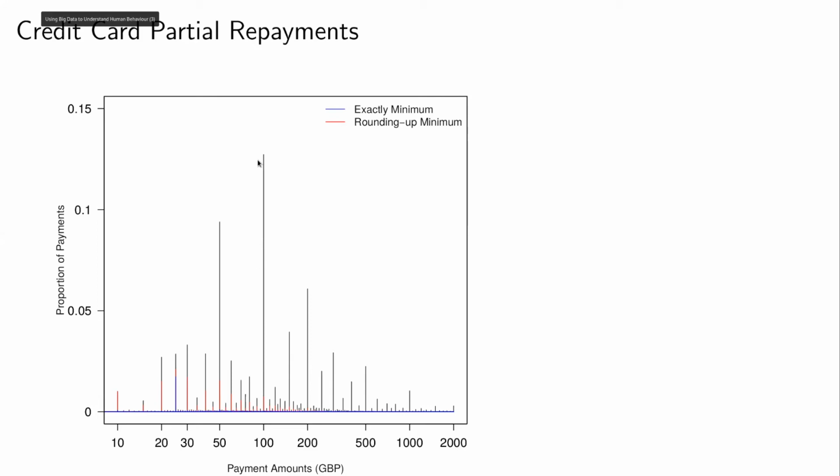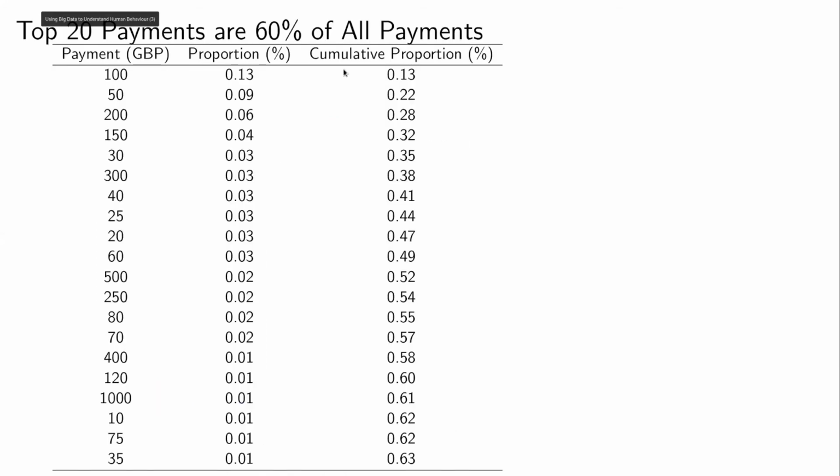In fact, 13% of people pay 100. 9% of people pay 50. 6% of people pay 200. And these round numbers here add up to 60% of all payments on credit cards being one of these round numbers.